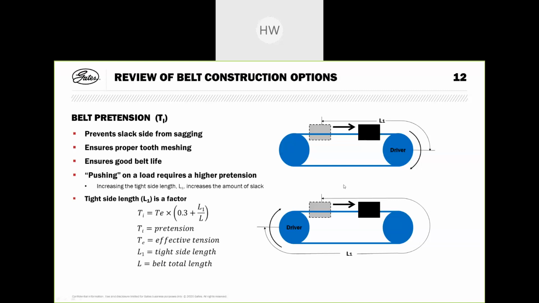The more difficult application is when we have a so-called back-driven application, and the driver here would be on the left side, and the same weight has to be moved from left to the right side. And here, if you can imagine, we have a very long tight side and a very short slack side. And all this long elastic elongation of the tight side has to be assumed by the short length of the slack side. And therefore, the pretension on this application needs to be much higher versus the first application.